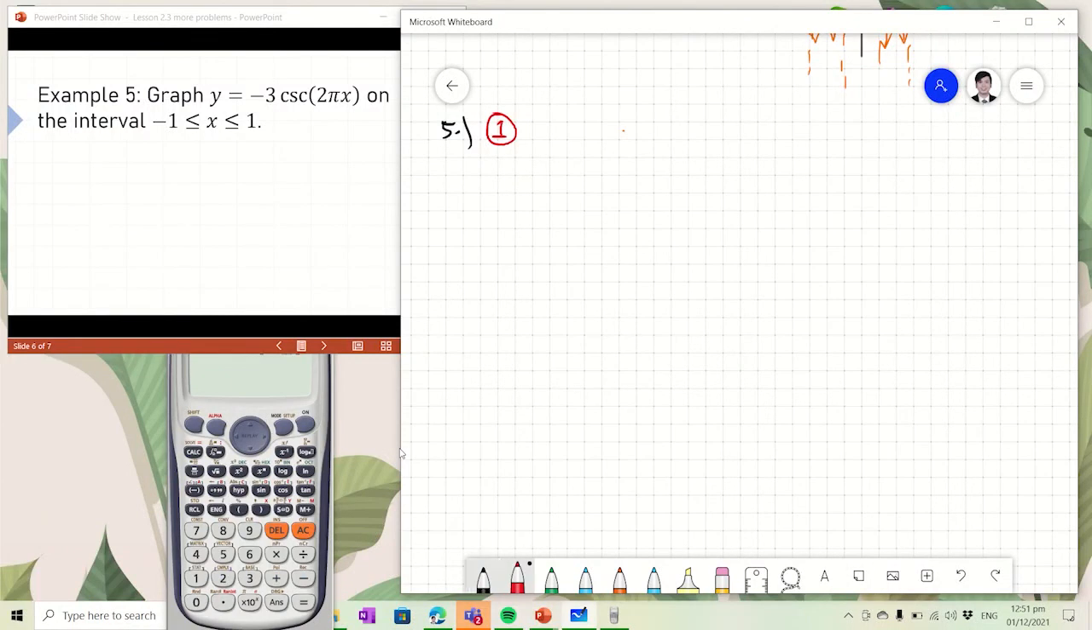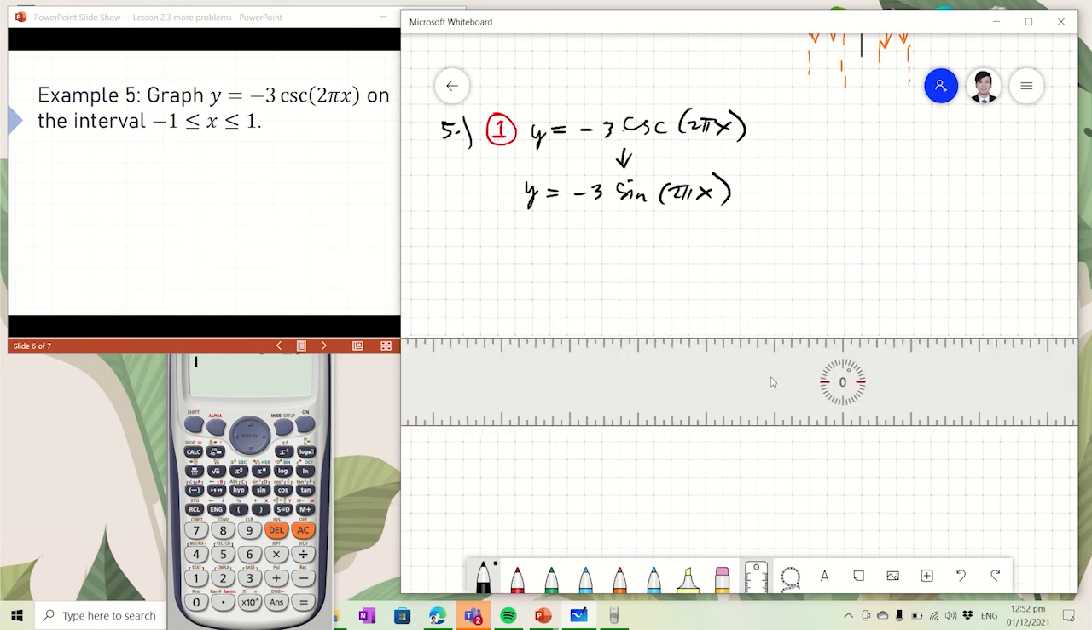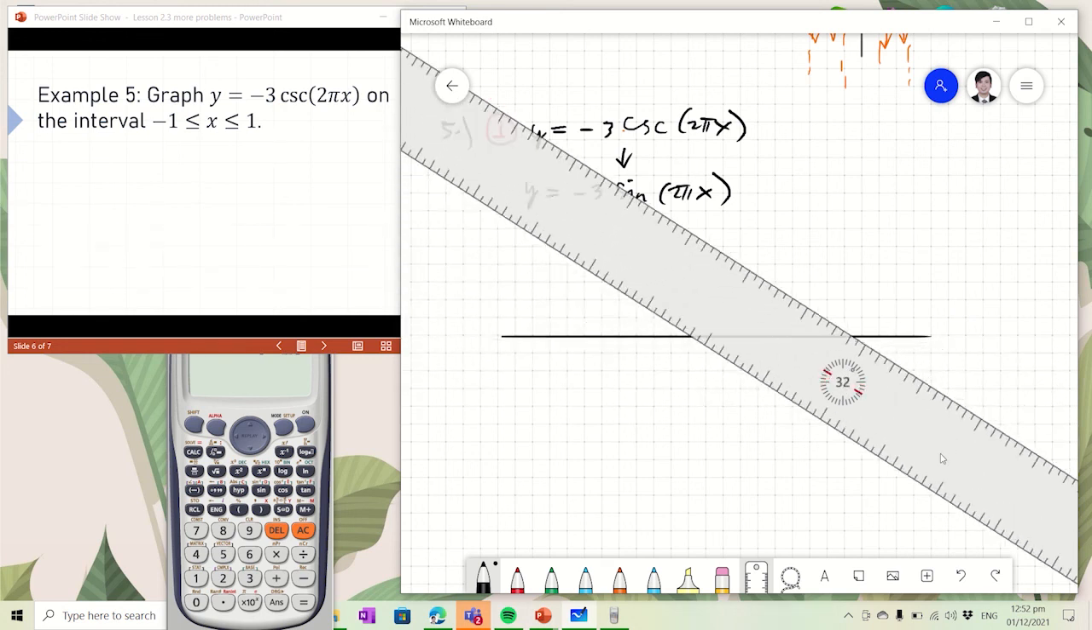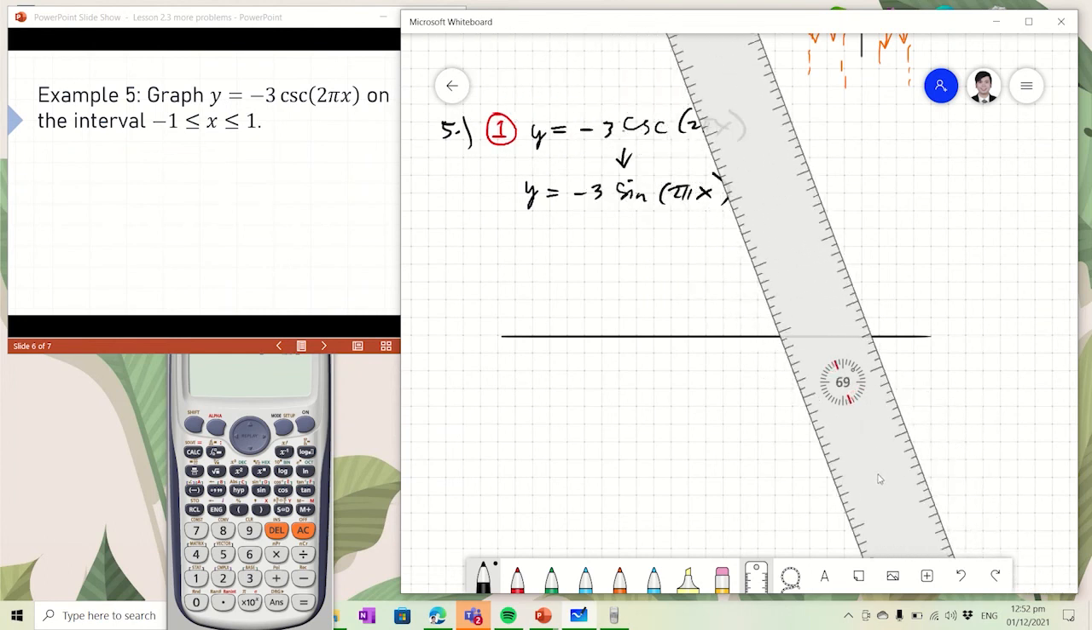So, yung binigay kasi sa atin is y is equal to negative 3 cosecant of 2 pi x. So that means y is equal to negative 3 sine of 2 pi x. Yung guide sa ating graph. Graph natin siya. So, gawa tayo ulit ng Cartesian plane. Okay, and then turn lang natin yung ruler natin.